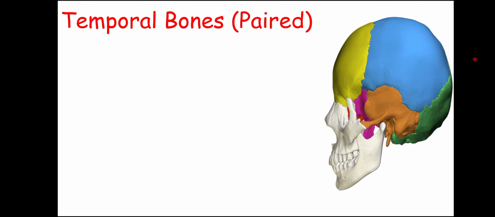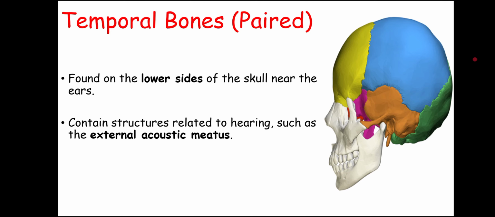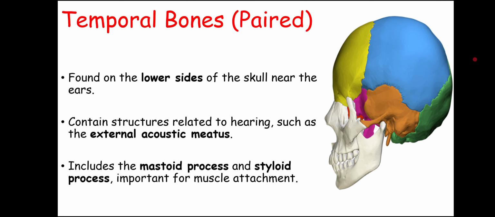The next bone of the neurocranium we are going to talk about is the temporal bone, that is also a paired bone. That means there will be two in every skull. They are found on the lower side of the skull near the ears, and it contains structures related to hearing such as the external acoustic meatus that is visible from the outside of the skull. And it also includes the mastoid process and styloid process that are important for muscle attachment.